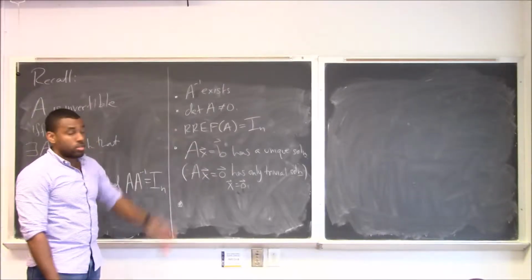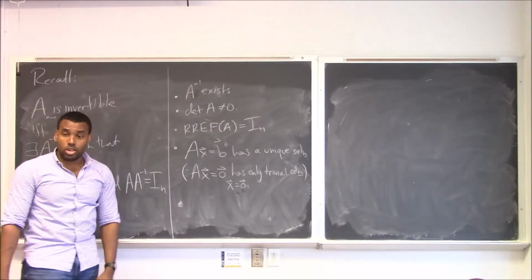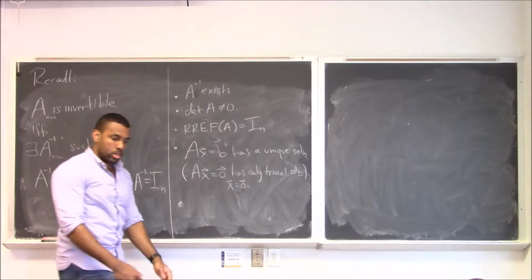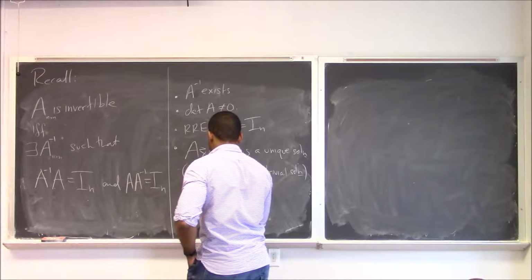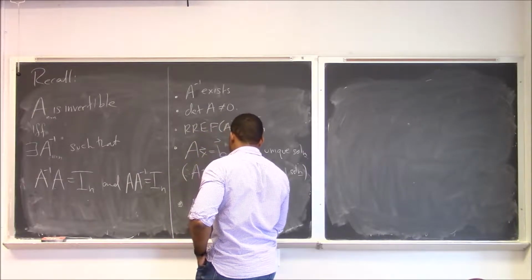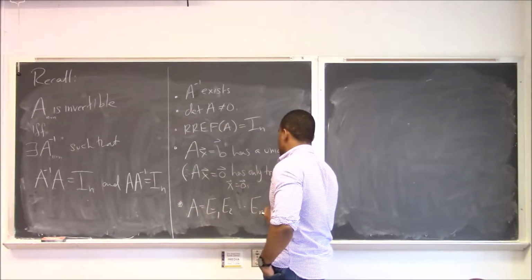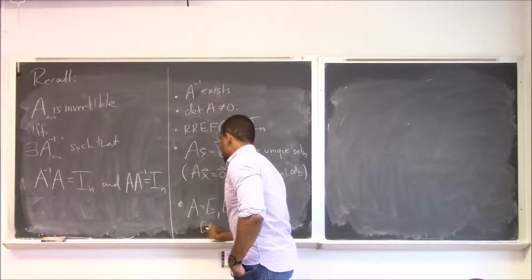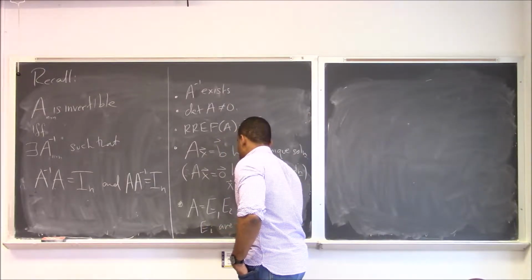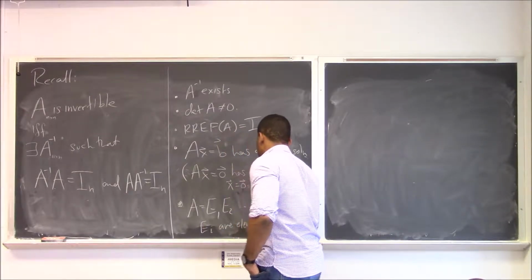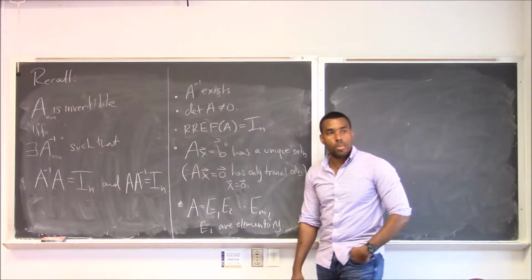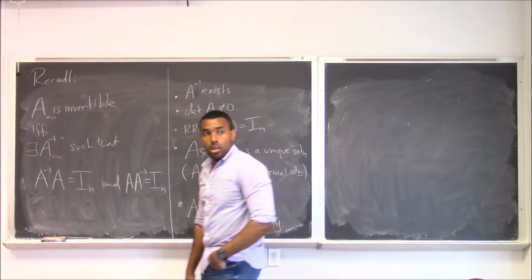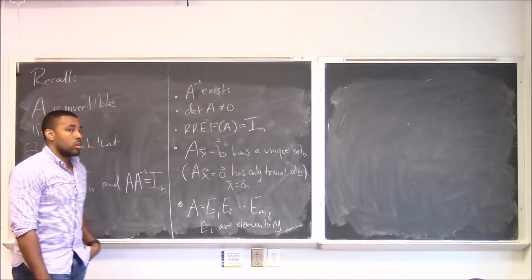Yeah, an equivalent thing. If I know A is invertible, what are some things I know about it? A is the product of elementary matrices. I can express A as E1 times E2 times up to EM, where the Ei are elementary. What does it mean to be an elementary matrix? It's a matrix obtained when a row operation is performed on the identity.